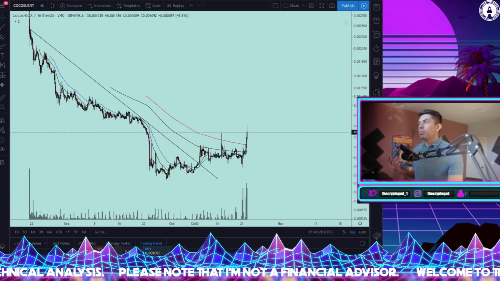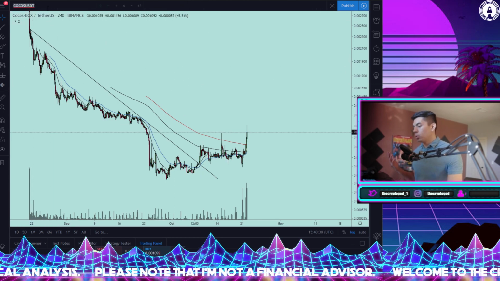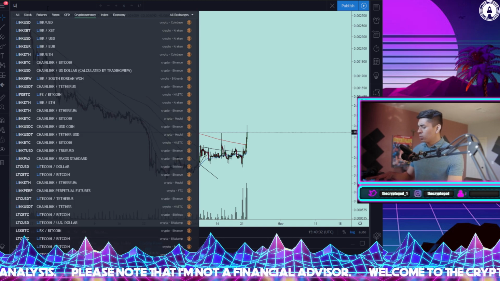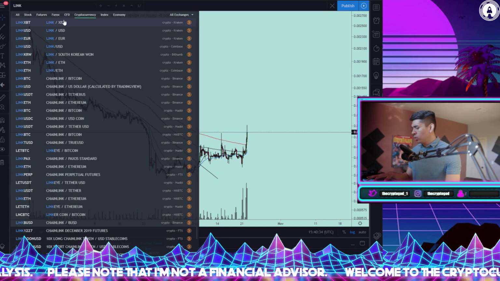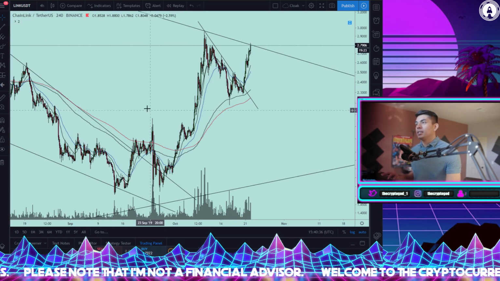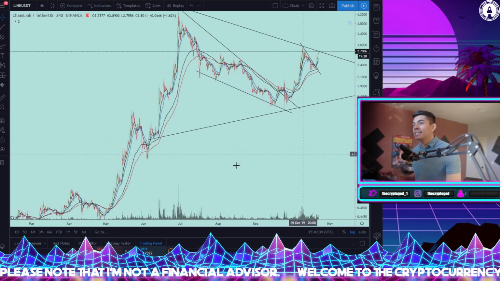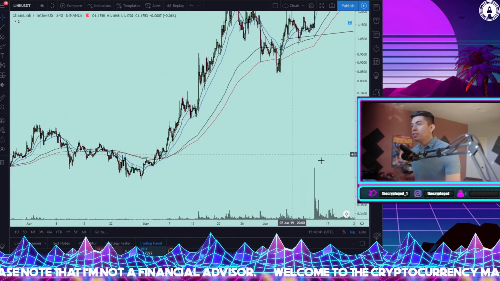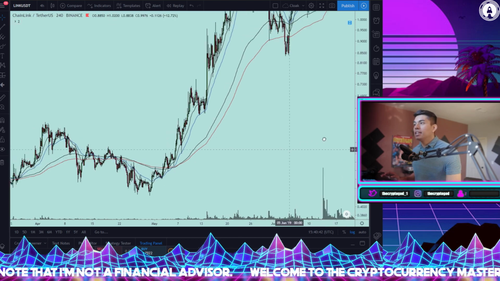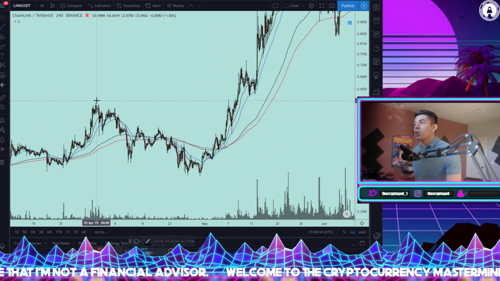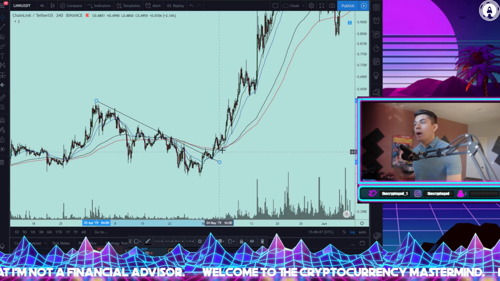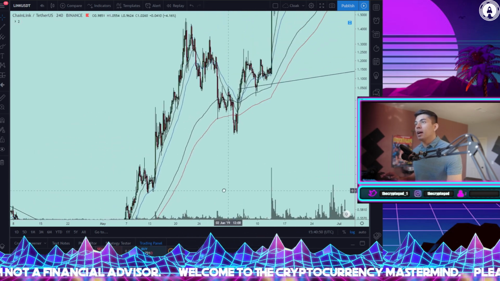And you'll find examples of this all the time. Let's say, for example, Link. All right, so let's go into Link. Let's go back to when it first 10x'd earlier this year. Notice that the moment that Link went above and beyond the 4 hourly 200 moving average right here, it started trending upwards.